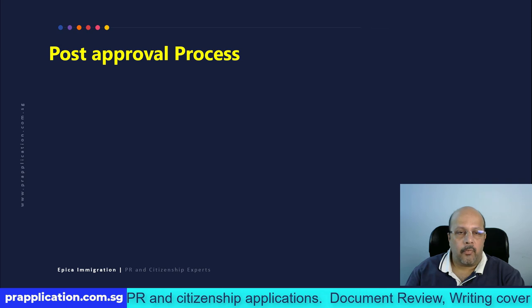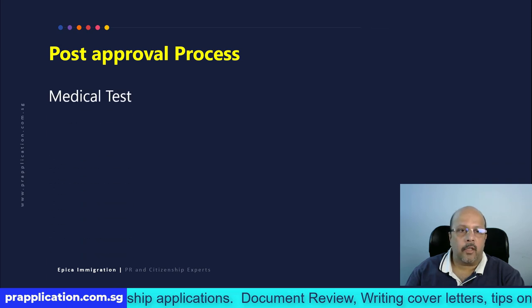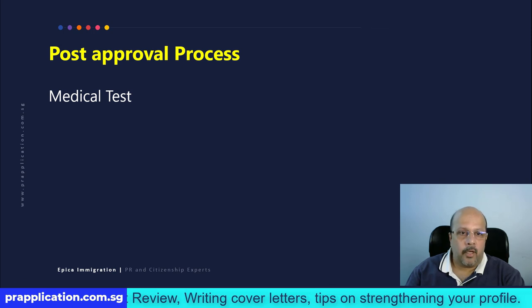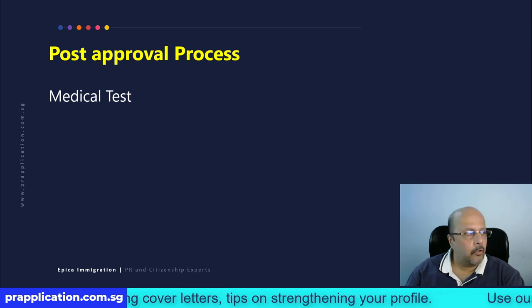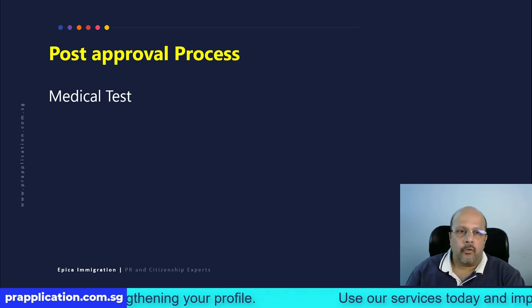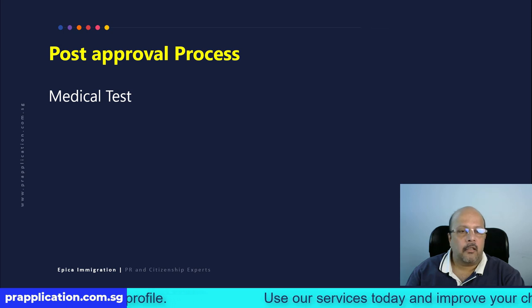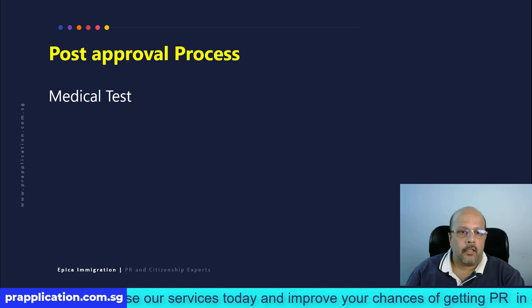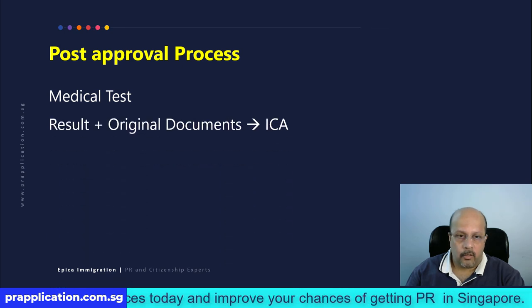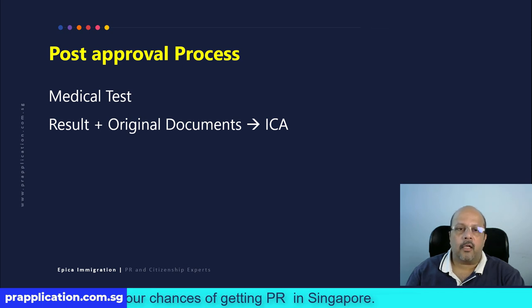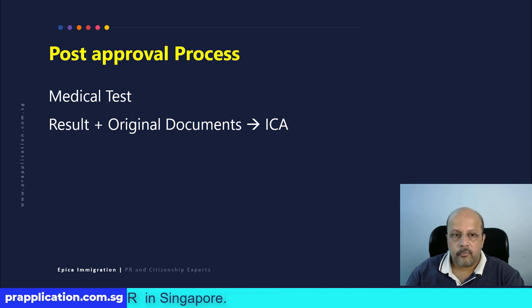You will get many papers in the envelope and one of them will specify the medical test. So, you and your family members will need to conduct this medical test. I think children below 12 years or something like that are exempted from this medical test. You can do this medical test at any clinic or any government approved institution. And those results, along with your original documents, the copies of which you have submitted at the time of application, you will have to take to ICA to show it and pass it on to the immigration officer.